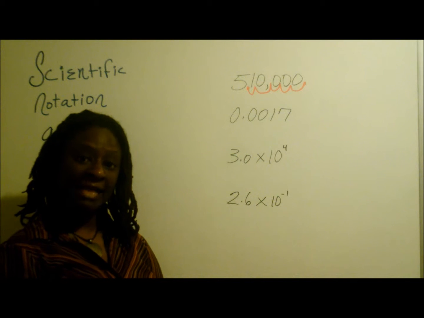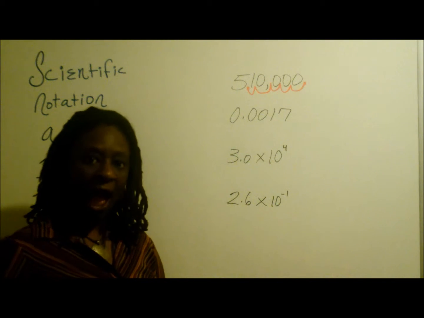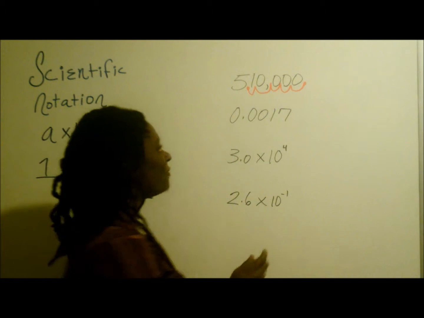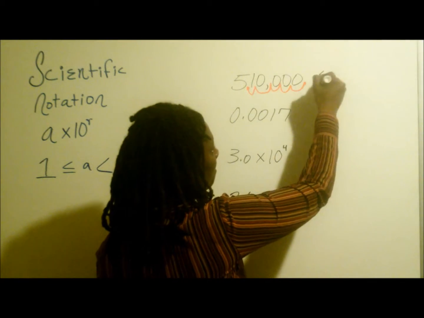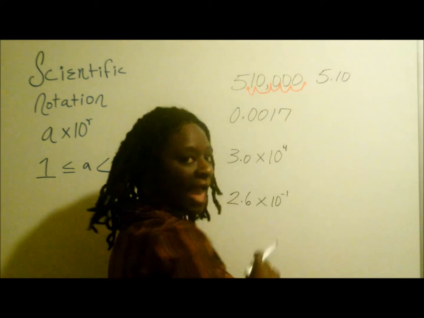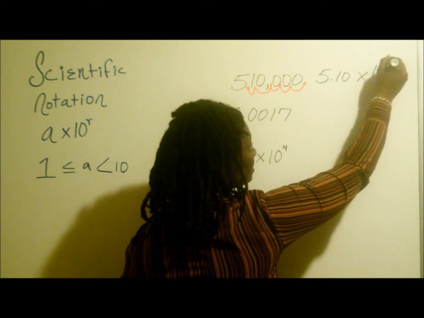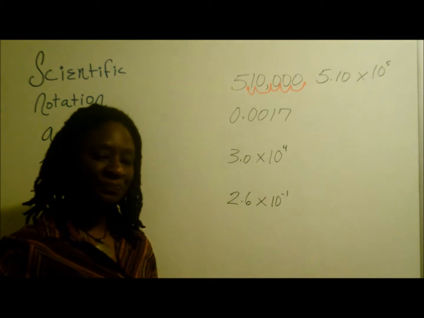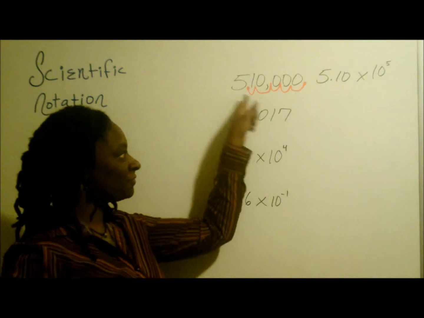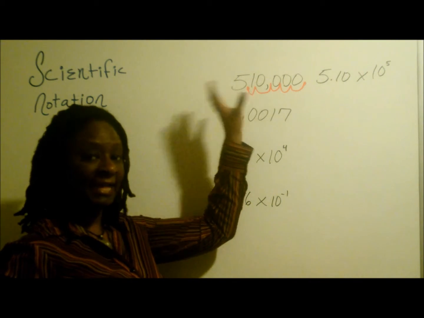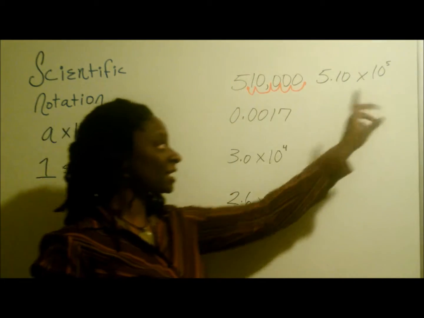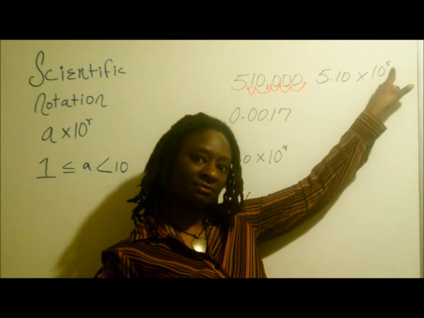Now, since our number has to be between 1 and 10, I'm going to take 5.1 and raise 10 to the 5th power. We counted 5 spaces. It's a big number, so it's going to have a positive exponent of 5.